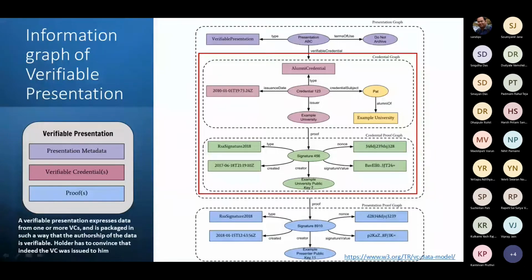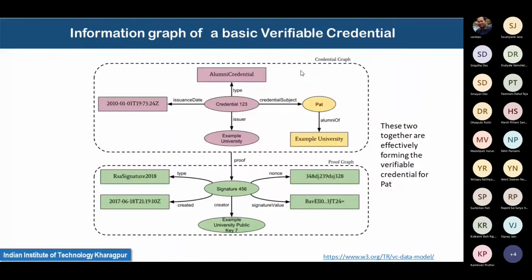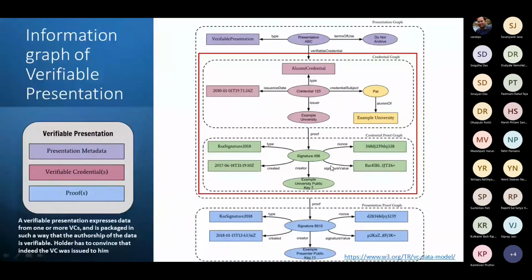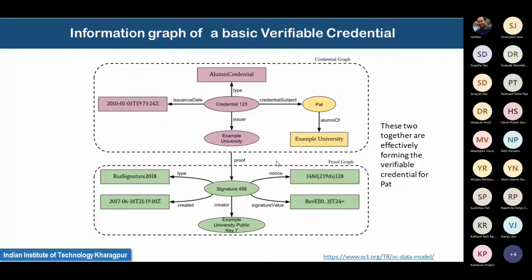So what we see here is that the outer dotted rectangle on the top is a presentation graph. Here if you see, it was the credential graph, and then there was a proof graph for the credential graph, and so we could call that the credential proof graph. And here what we have is the presentation graph, which contains the verifiable credential, which is what was received from the issuer by the holder.